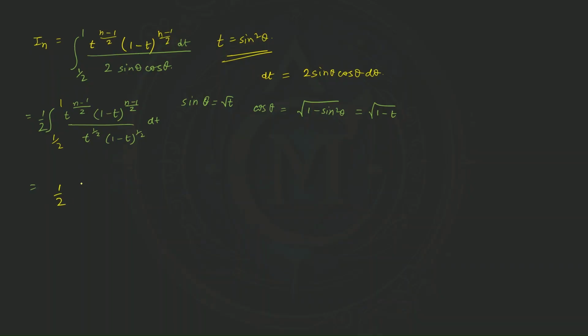Now this, if we simplify, it will be half to 1, then t to the power, this we can write again as n by 2 minus 1, right? And this will be 1 minus t whole to the power n by 2 minus 1 dt. Now see, here we have the limits as half to 1.